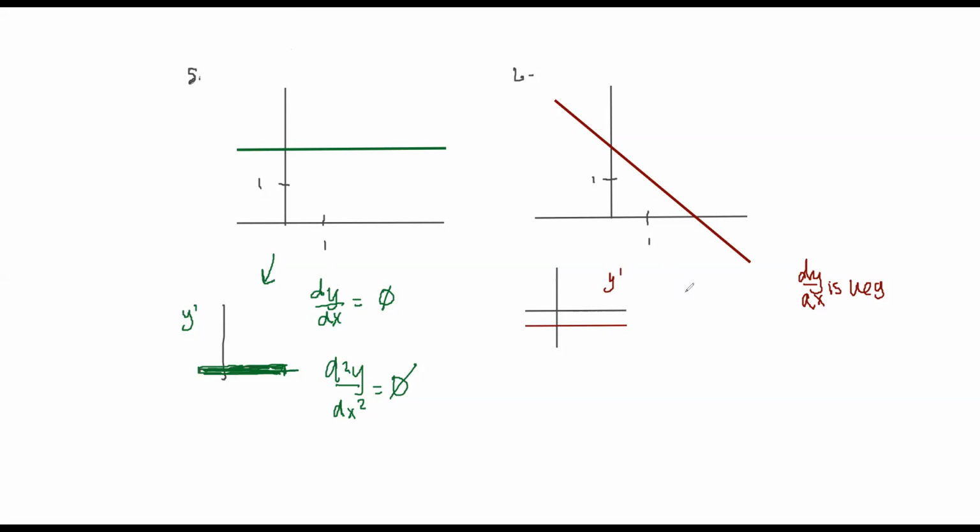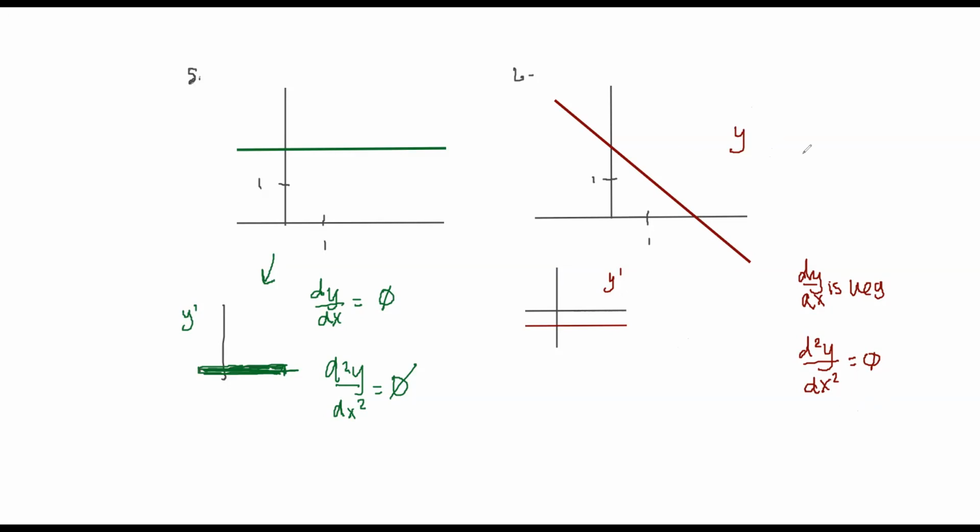Right? So what does that tell us about the second derivative? Zero. Because we can tell by looking at this first one, this is y, there's no concavity here. It's not concave up, it's not concave down. Thus, we're not going to have a second derivative. And then we can also tell by looking at the graph of the first derivative. We can see that the slope here is not changing. It is constant. And thus, we are going to have a second derivative of zero.